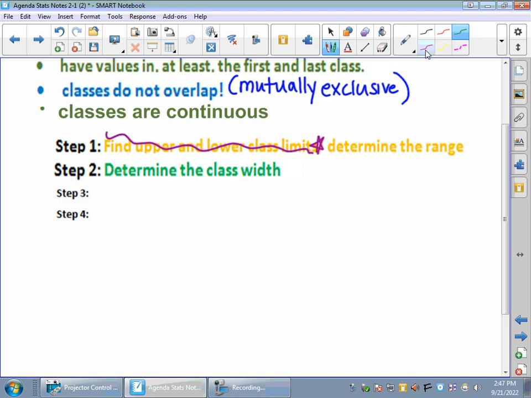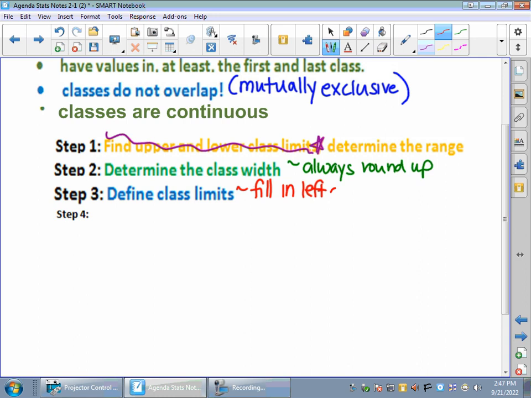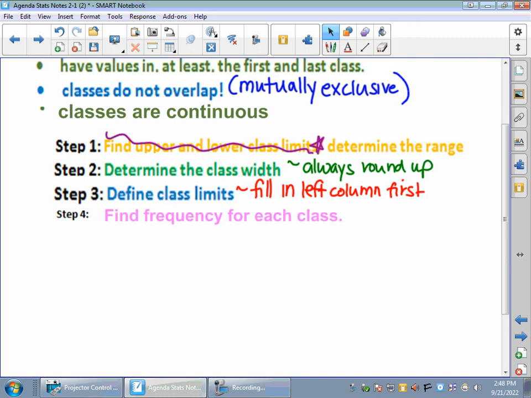I may have mentioned before, when you calculate your class width, you will always round up. Even if you divide and you figure out that the width is going to be 6 exactly, we still round up to 7. So we always round up. Step 3, define your class limits. And I mentioned this just a page or 2 ago. Fill in the left column first. And then you're going to go ahead and actually find your frequency for each class.